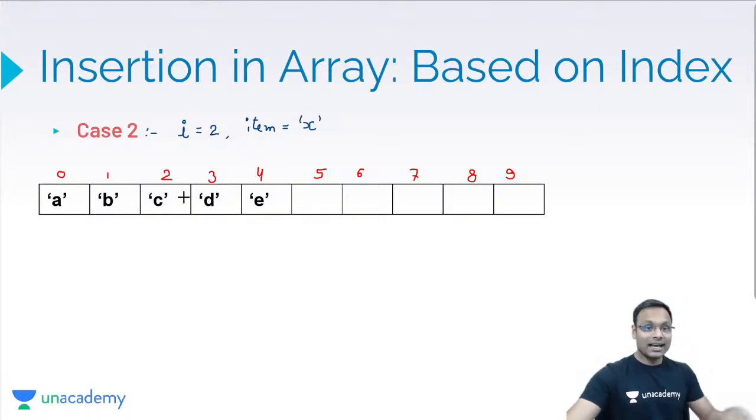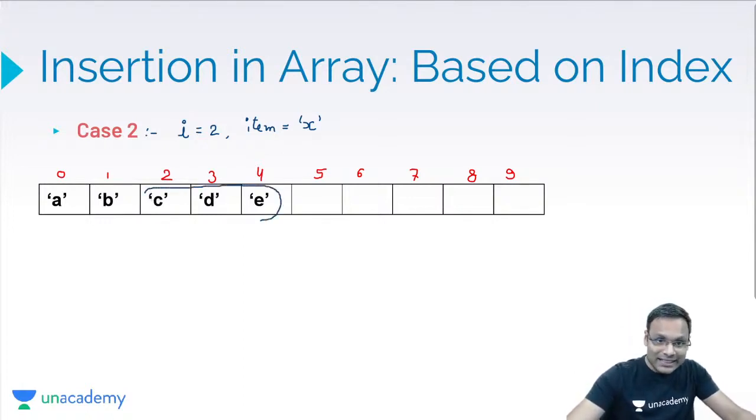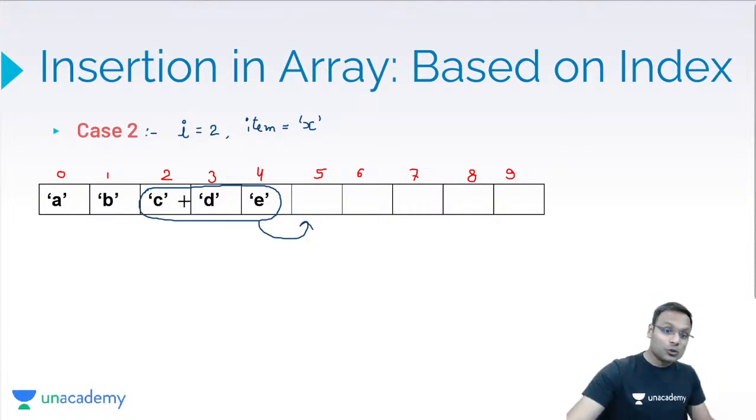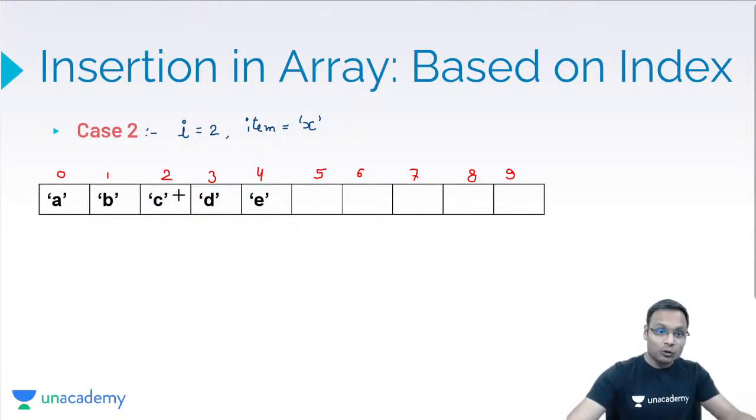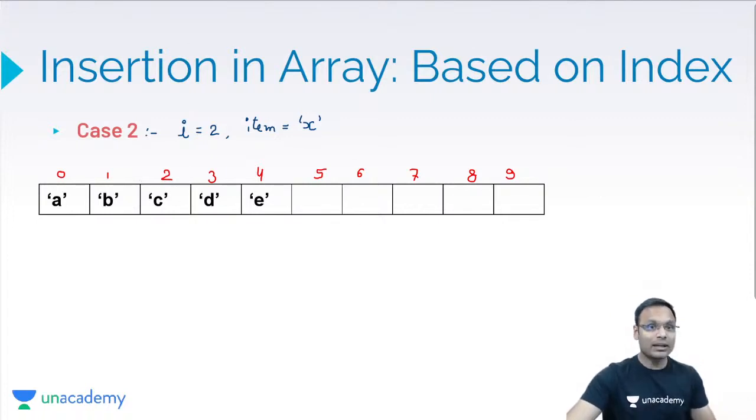What happens? I will have to make this free. But to make this free, I'll have to shift it. We do have consecutive elements C, D and E. All these elements I'll have to shift one position towards the right so that I can make space here for the new element X. I'll have to shift these elements to the right side so that index 2 can become free.